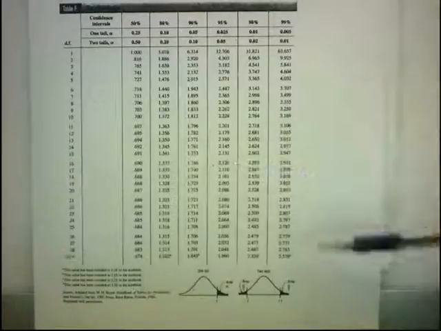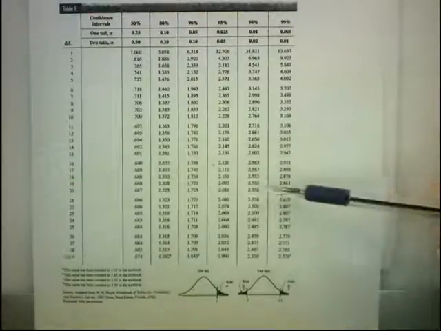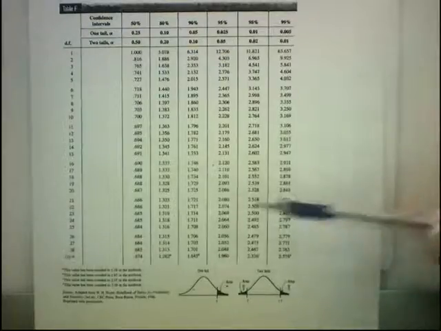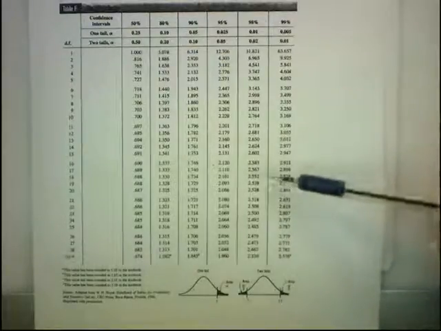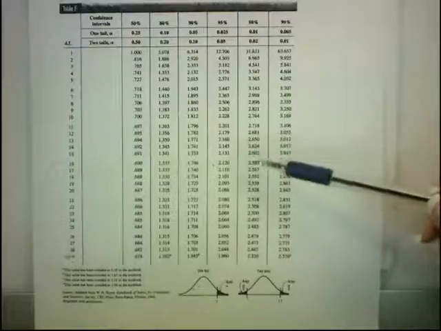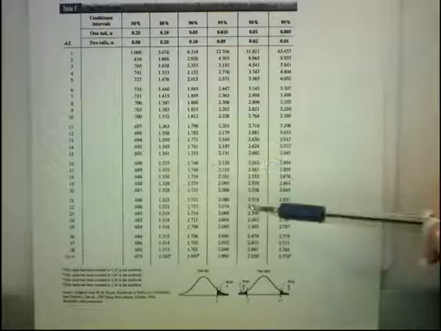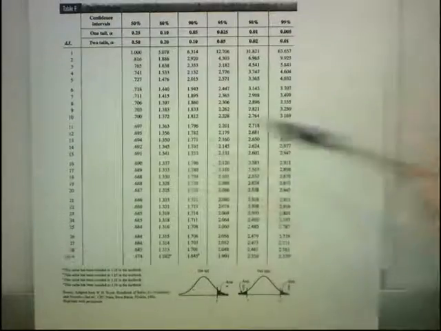If it's a two-tailed t-test, you'll have two critical values. One is negative, one's positive. If it's a right-tailed t-test, you'll have one critical value, which is positive. If it's a left-tailed t-test, you'll have one critical value, and you'll make that number negative from the table.